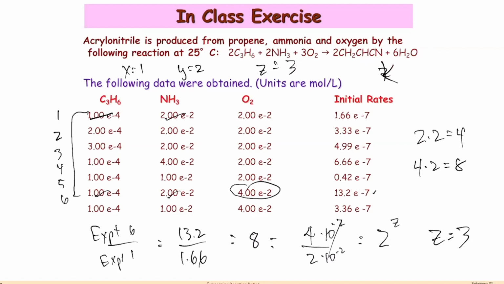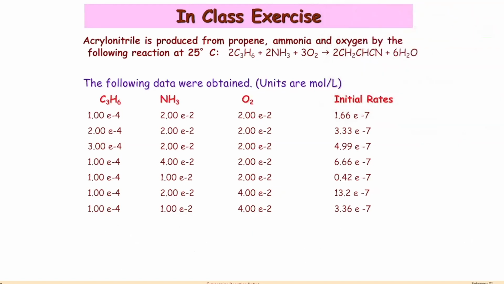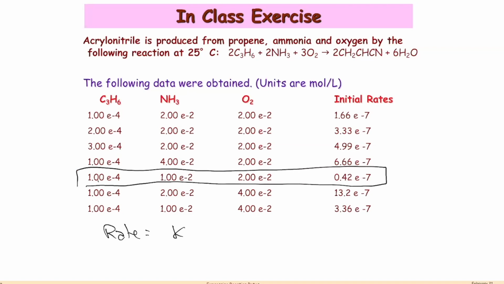k is the rate constant. So what I want to do is I'm going to clean my slate again. Right down here, I'm going to say rate is equal to k. So that's what I'm going to be calculating. And I'm just going to pick experiment number 1 here. Why did I pick that? It doesn't really matter which one. It's because both of these are 1 times 10 to the minus 2. It seems like an easy number for me. So it's going to say C3H6. Remember that x was 1.